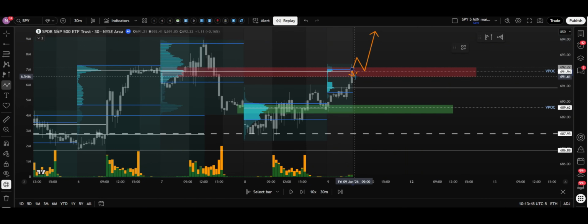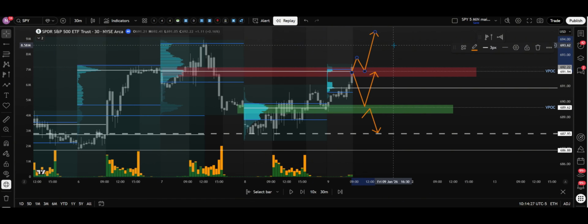But if it does fail through here, fail back down from testing this point of control from this day where we moved up and then failed down, leaving this point of control out there. If we fail that, most likely the next spot where it's going to be caught is that virgin point of control from the previous day. So that's a potential to come back up to this zone. And then if we do break through this, it'd probably come back down to that long-term point of control that we just drew out earlier. So that's your pre-market plan for the day.